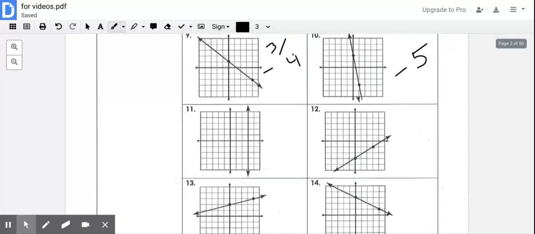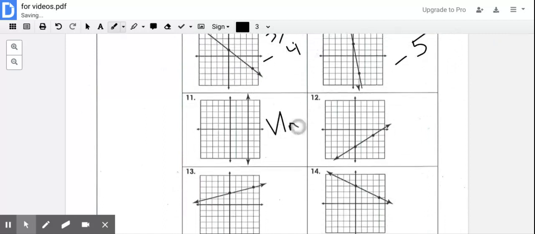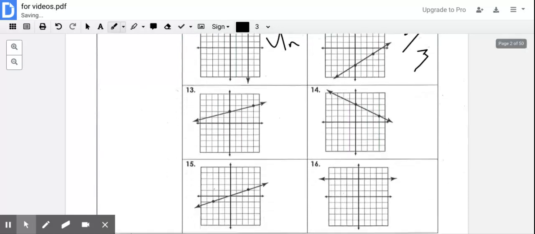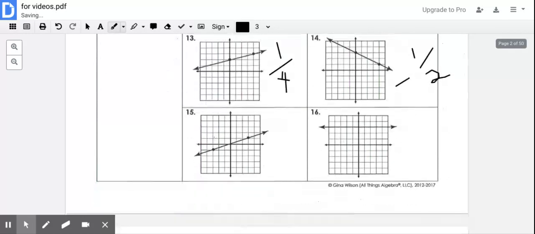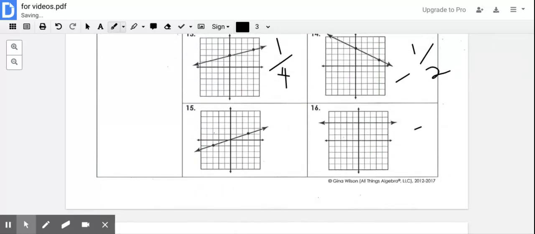Okay, and number 11 would be your undefined. So I'm just going to do that. This one should be 2/3. So again, pause it if you haven't done these so you can try them on your own first. This is 1/4. That's a 4. This is negative 2/4, which equals negative 1/2. And then this is your 0. And then that's a 0. And then your last one would equal 1/3 when you reduce it.